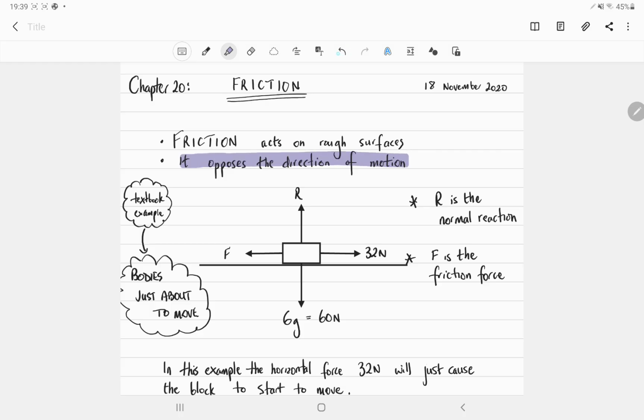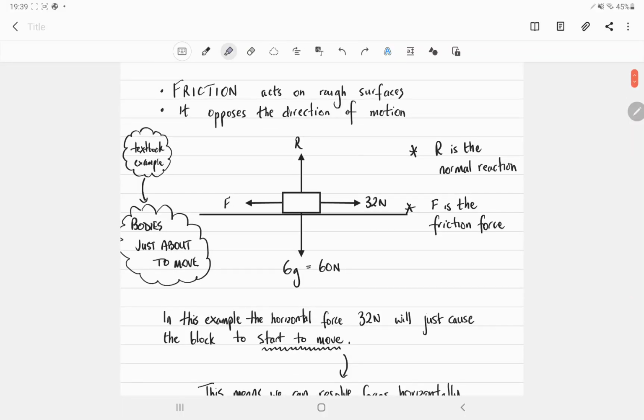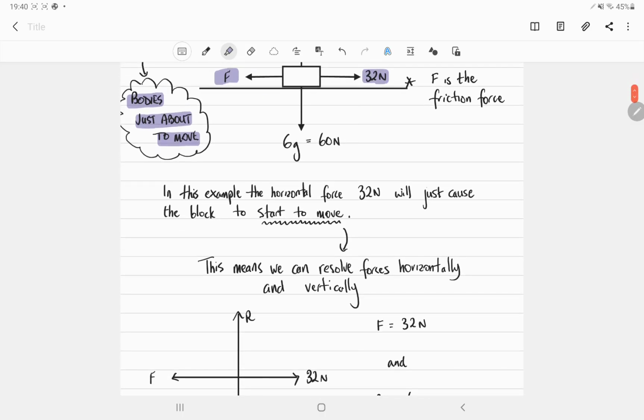Looking at this object in the textbook example, this force is pulling this object to the right. But because this body is just about to move, the textbook says that the 32 newtons to the right is equal to the frictional force acting in the opposite direction. So whenever we see that bodies are just about to move, the force to the right is equal to the frictional force to the left. And that happens whenever an object is about to start to move.